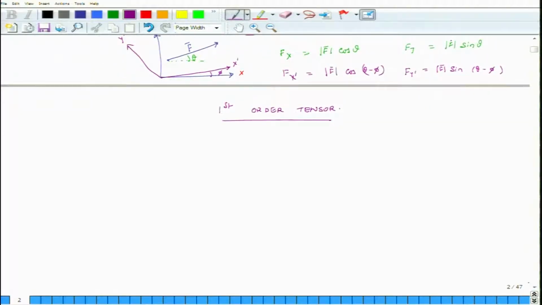So, two entities which are second order tensors, which we will use very frequently in this class, are stress and strain, and I will explain why they are second order tensors. So, these are second order tensors. So, let us understand why they are second order tensors.